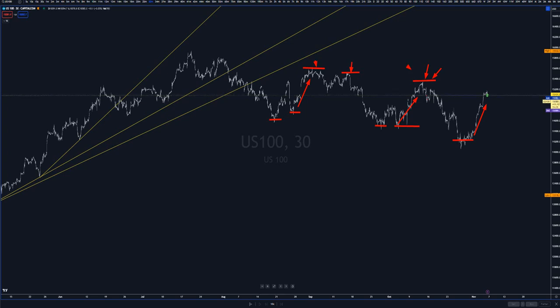Why? Because here we can call this resistance bearish support, and the support we can also call bullish resistance. It doesn't matter what kind of terminology you use unless you have understood the principle behind that.